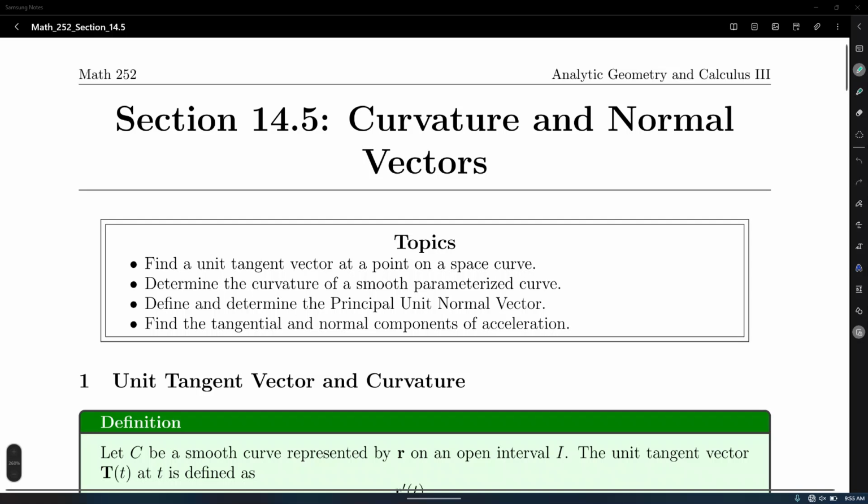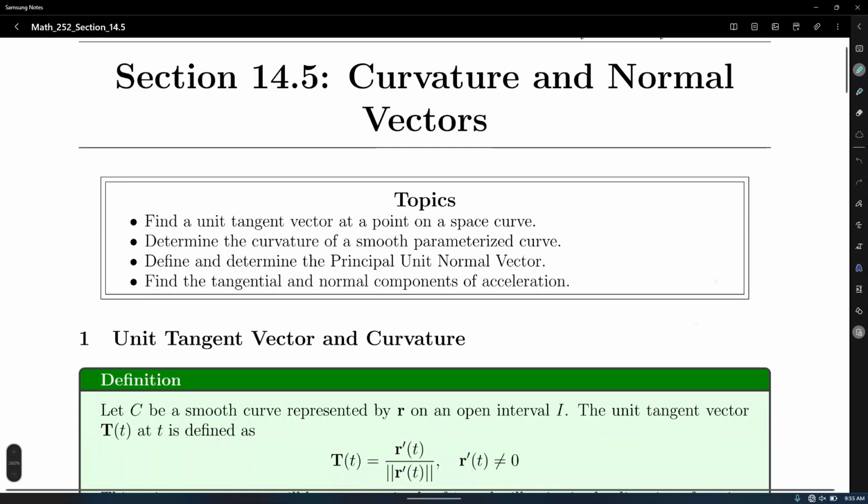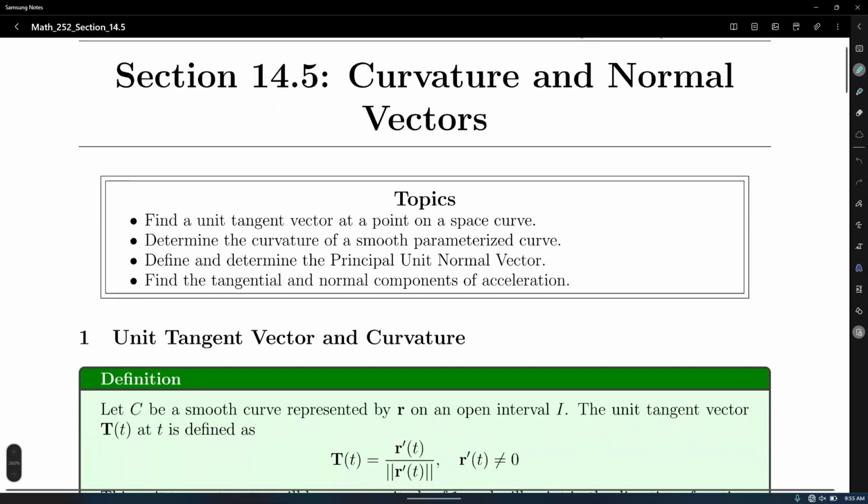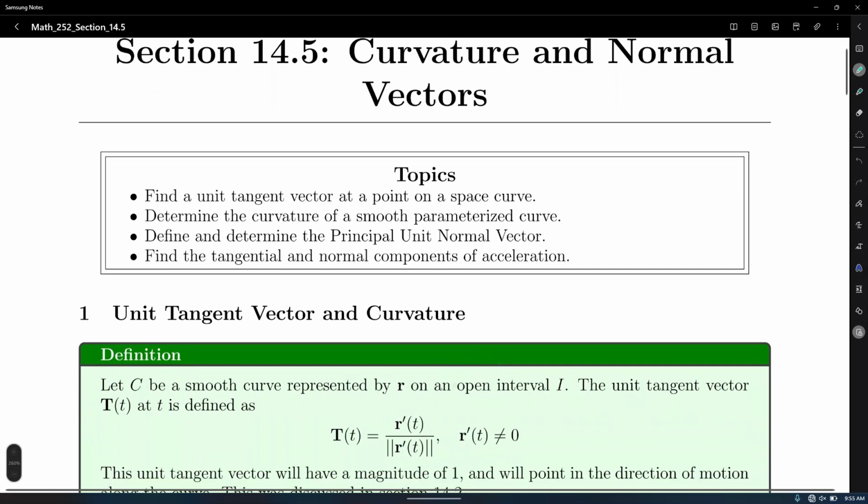14.5 curvature and normal vectors. Okay, what are we going to do here? We're going to find the unit tangent vector at a given point on a space curve, which we already defined almost at the beginning of the chapter. That is the same way you get a unit vector: divide the vector by its magnitude.